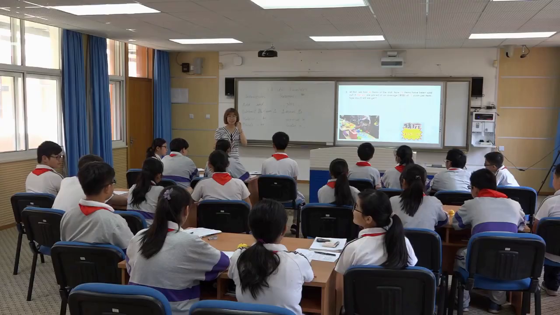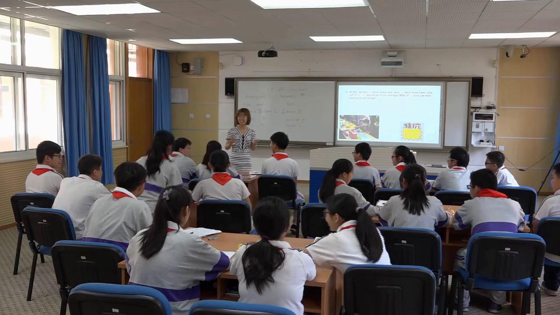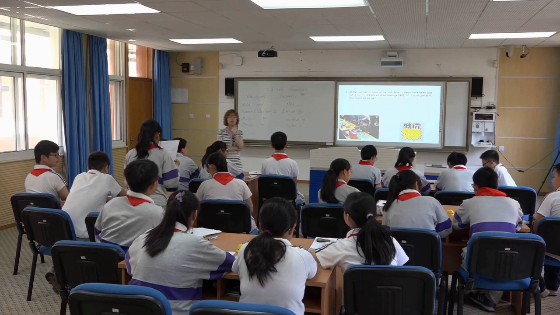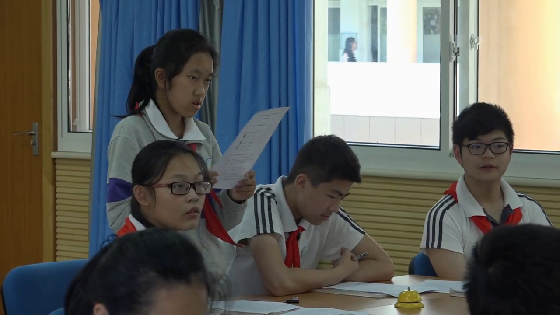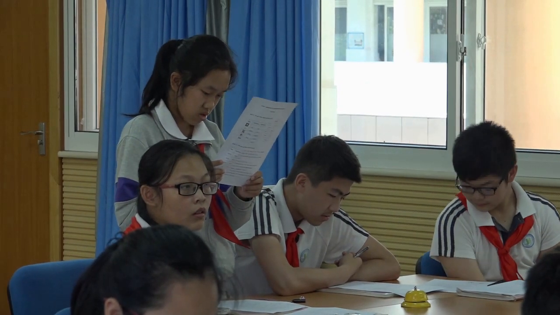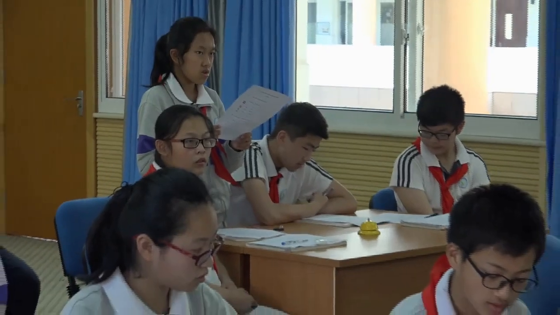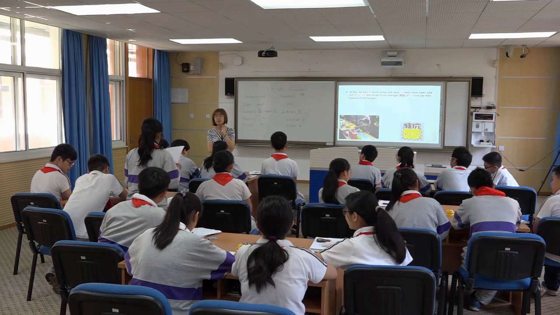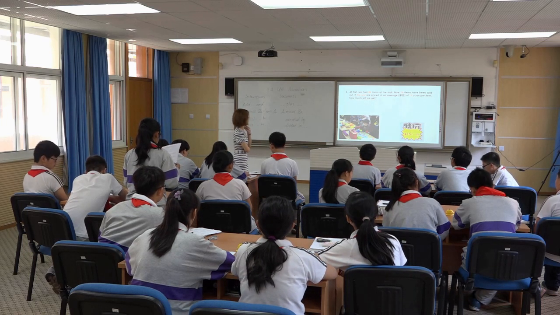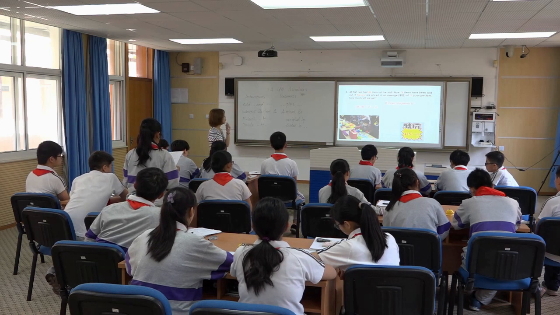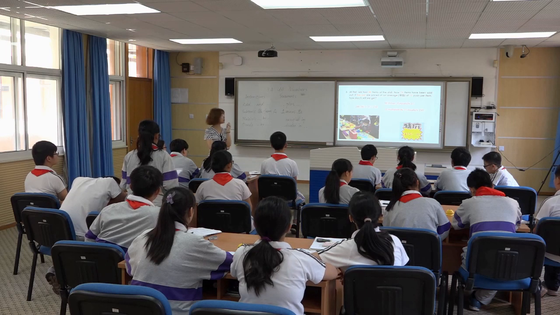Number 3. Number 3. Who's the first? Okay, you please. 88 minus 78 equals 10. Oh, what does 10 stand for? The rest of toys. Oh, the rest of toys. Very good. The rest of the toys. Go on. 10 multiplied by 15 equals 150 yuan. So we will get that number. Very good. Sit down, please.